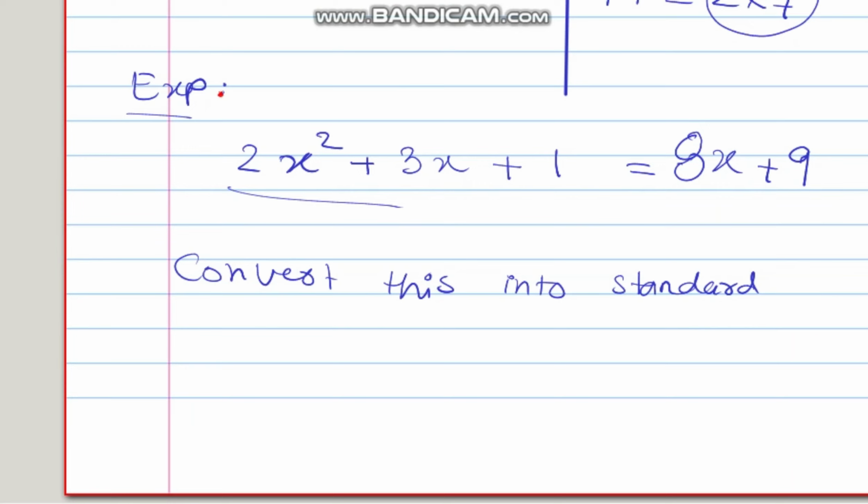So how can we convert this into standard form? Just bring the 8x to the left hand side, and 9 also to the left hand side. There is a plus with 8x, yes. There is a plus with 9, yes. So the sign will be changed, and we will get this one.